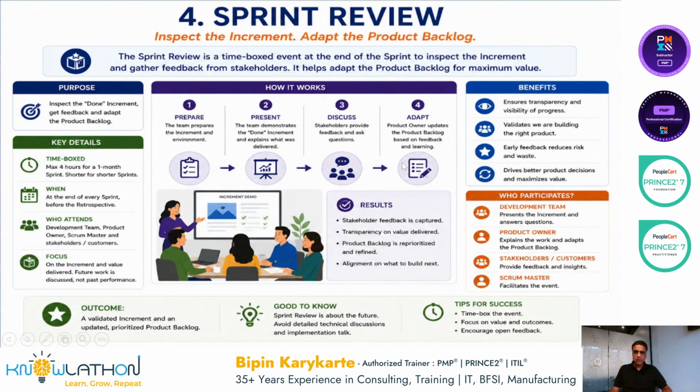So these are the typical activities. Who participates? We have seen this: development team, product owners, stakeholders and customers, and Scrum team. It ensures transparency and visibility of progress, and validates what we are building, whether we are building the right product. Early feedback reduces risk and waste, drives better product decisions, and maximizes value. This is a typical sprint review, which happens at the end of the sprint. A validated increment and an updated prioritized product backlog is the outcome of this particular event.